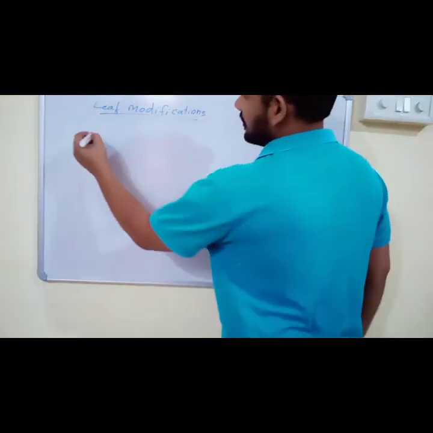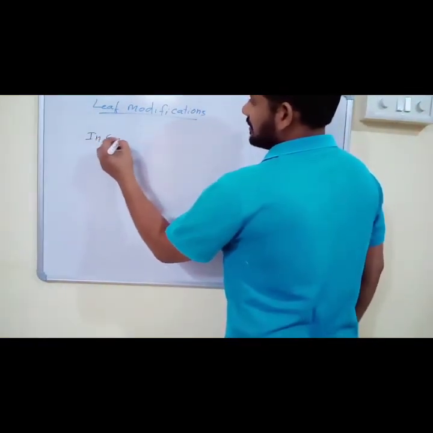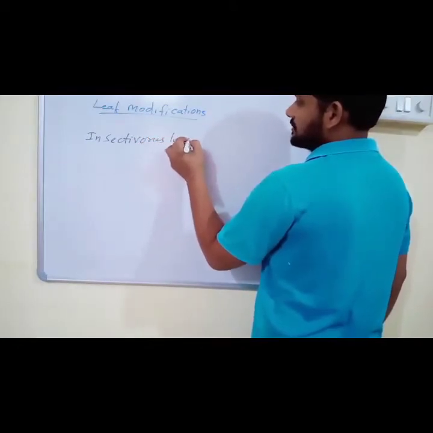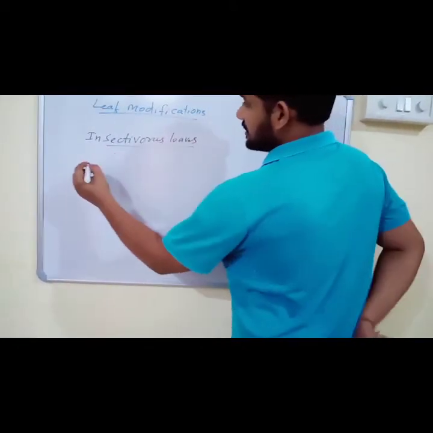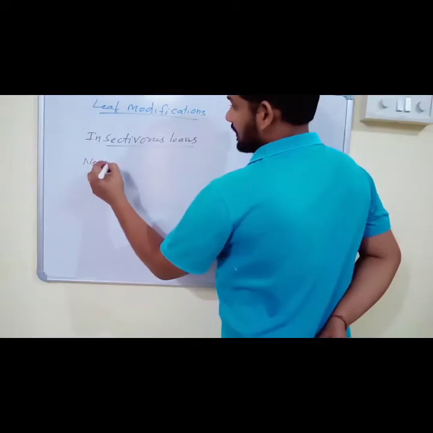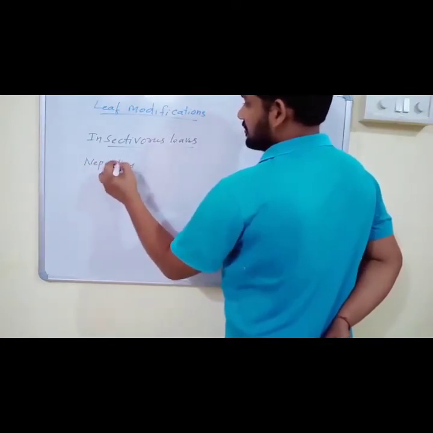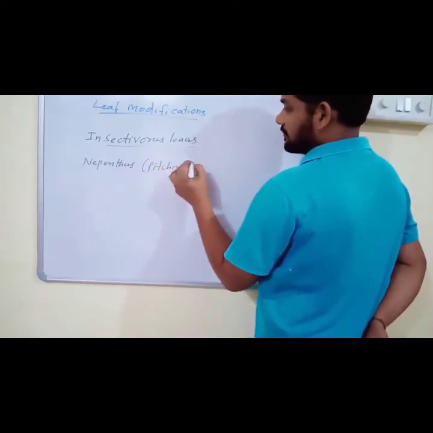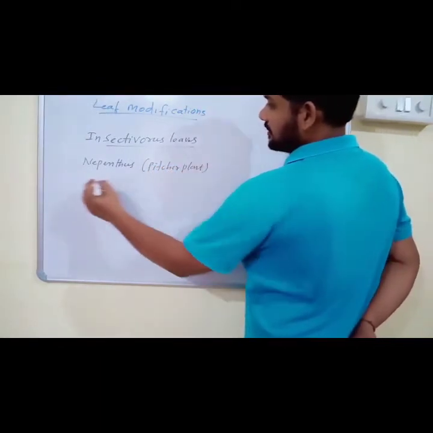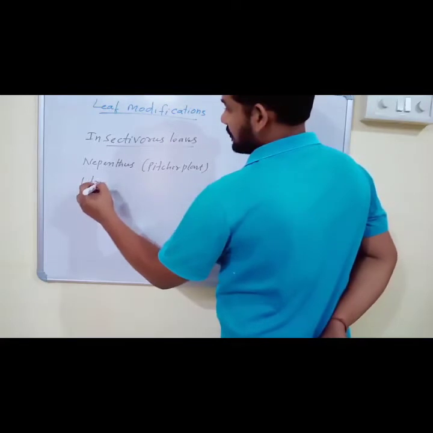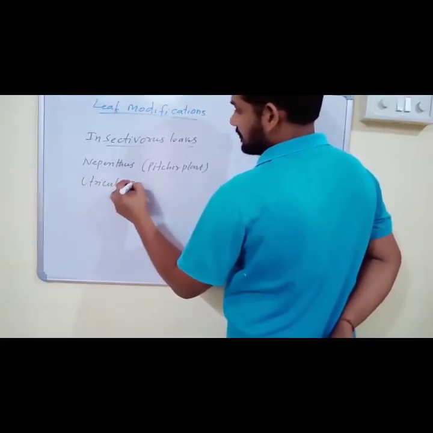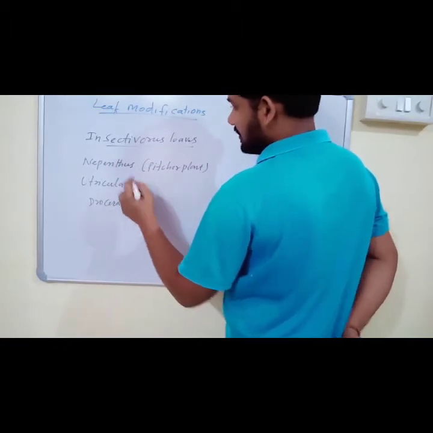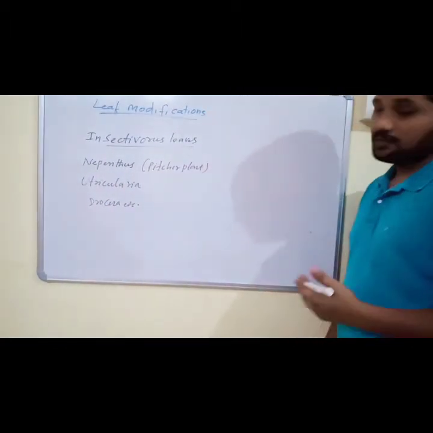trap leaves, or they are also called insectivorous leaves. Insectivorous leaves are usually present in Nepenthes. Nepenthes is normally called pitcher plant. And some examples: Nepenthes, Utricularia, Drosera, etc.